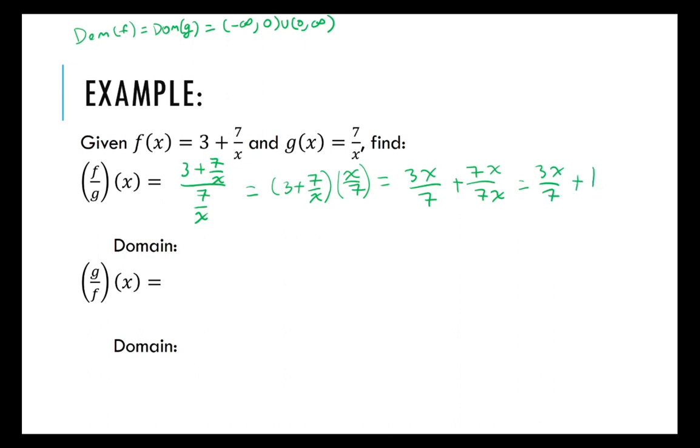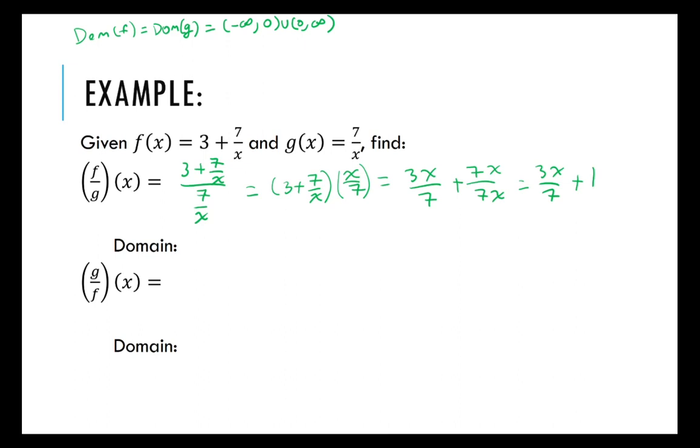Now, don't think that our domain stuff has changed. Everything that we needed to deal with before, that is the domain of f, intersect the domain of g, and then remove anything that would cause the denominator to be 0. So let's do the intersections real quick. We know those. That's negative infinity to 0, excluding, union, excluding 0 up to infinity.